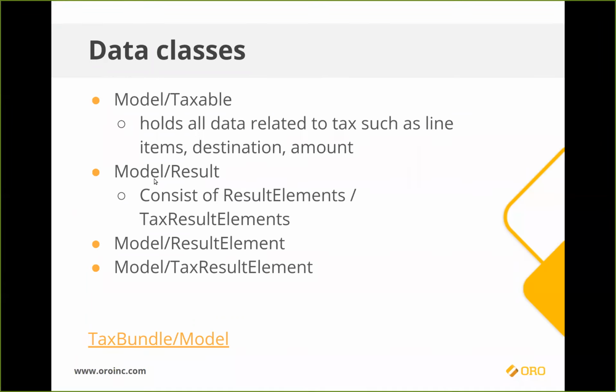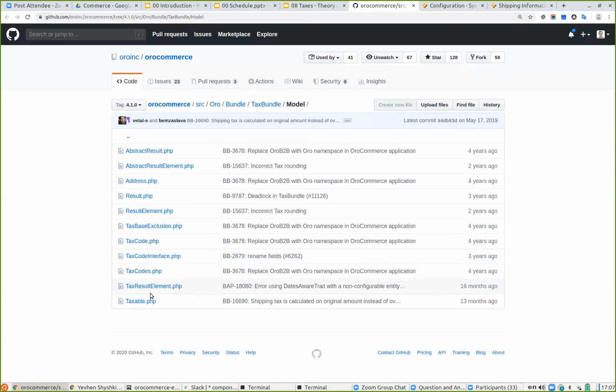Then we have ModelResult, and an instance of this class will contain all the taxes applied for the specific order, shopping list, and so on, which consists of result elements, or TaxResultElements. Each of these elements contains a specific value applied to every line item. And then we have TaxResultElement and ResultElements, which are just the types of results we may have inside the ModelResult class. You may find all these classes in the Model namespace and see how they work.